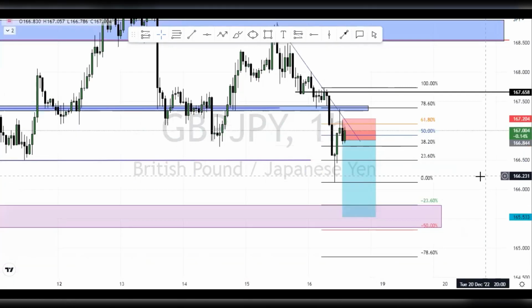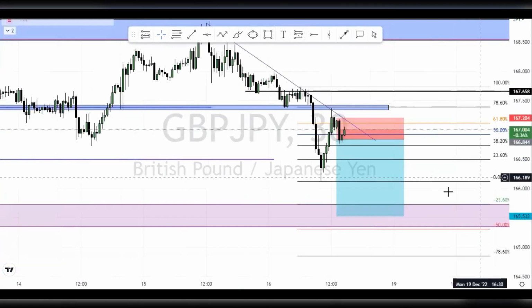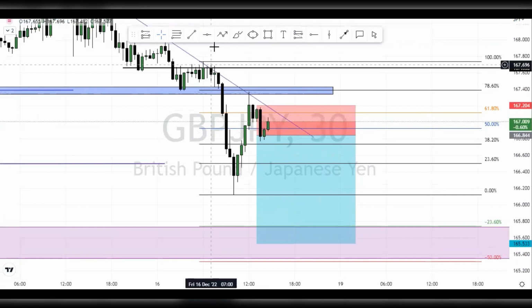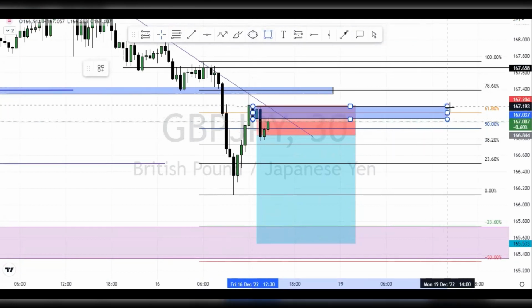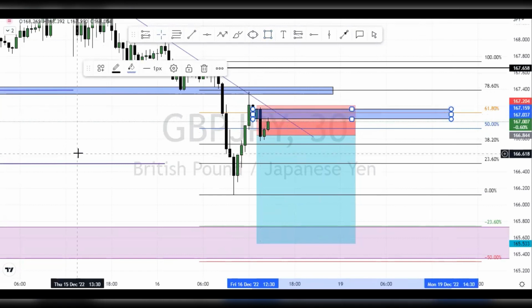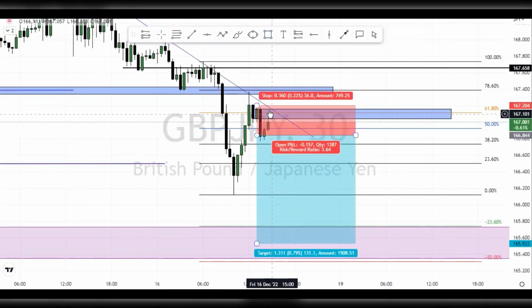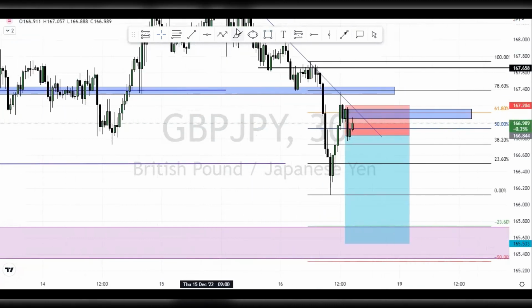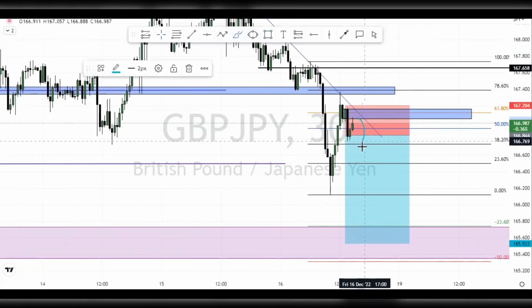Now, drop it to the 30 minutes time frame. We can see that we have this area of supply. I call it an area of supply because of this inside bar candle that was formed here. Price broke the inside bar, and usually price will come back to retest it, and that's why I have my stop loss above it. At this point in time, I expect the market to continue to the downside.